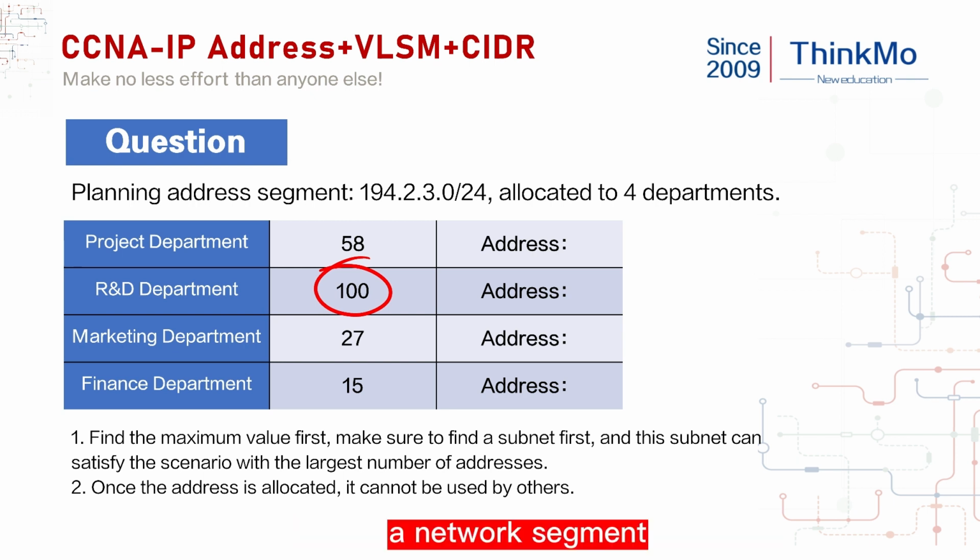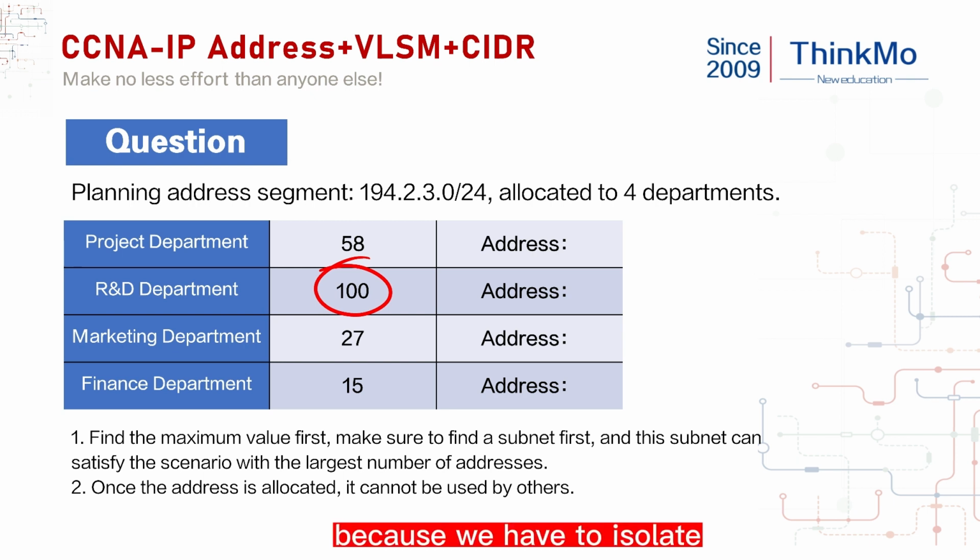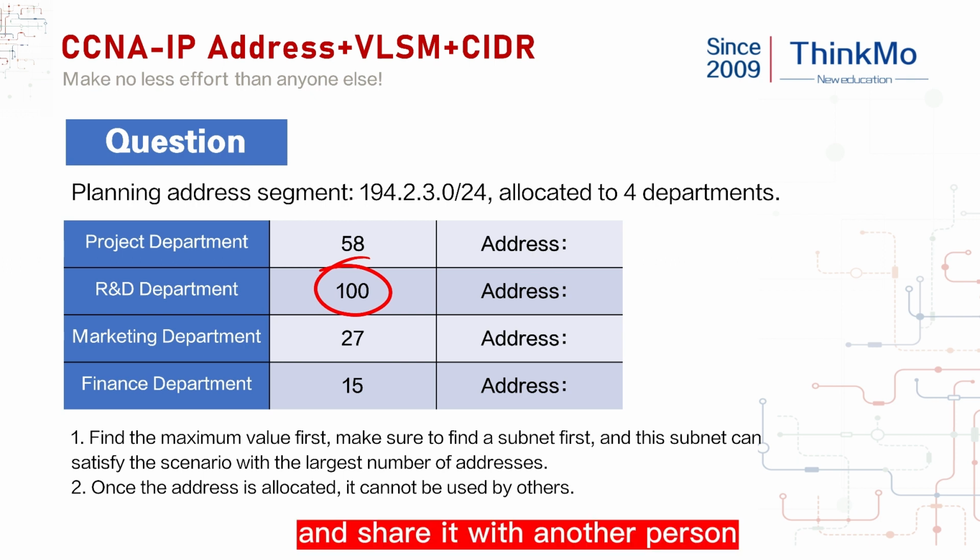A network segment. If I assign it to the RAND department, I can no longer use it for other people, because we have to isolate different network segments. Like you cut a cake. After you cut it, give it to someone else. You can't say, others seem to have some left over, so I have to come back and share it with another person. This is not possible on the project.